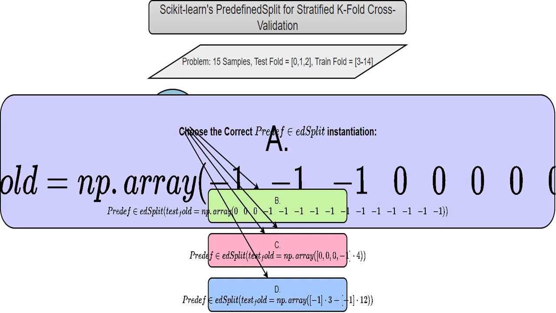This attempt is flawed. The *4 part tries to repeat the pattern 0, 0, 0, -1, 4 times, but this results in an array of length 16. I only have 15 samples, so this representation is incorrect. It doesn't match the number of samples in my dataset.